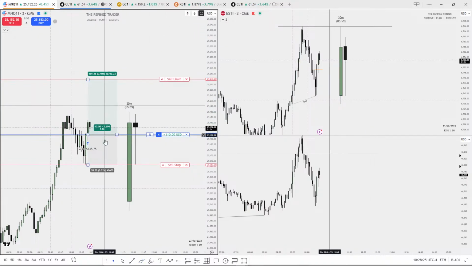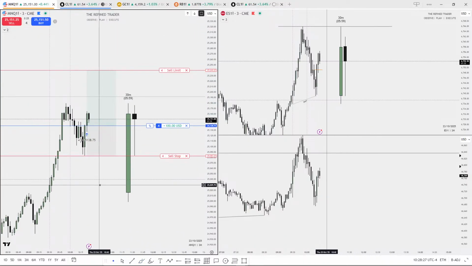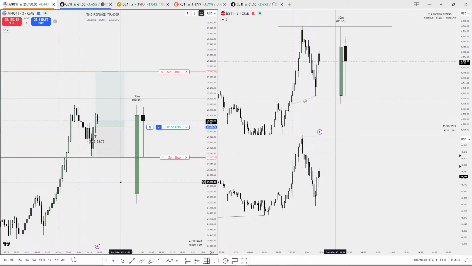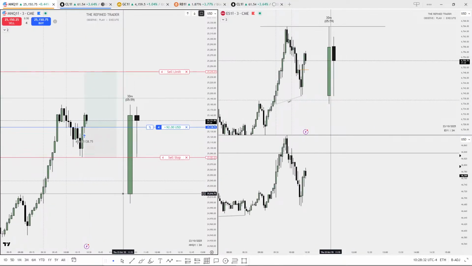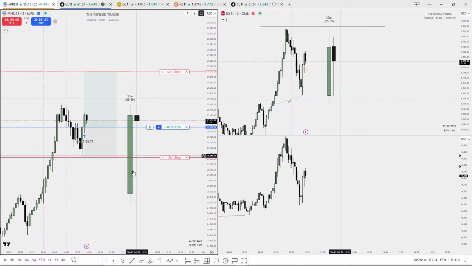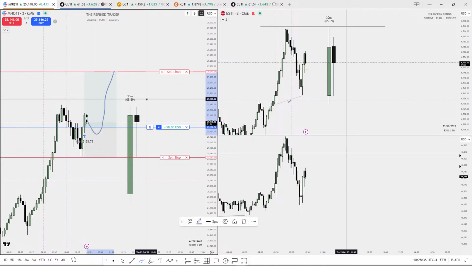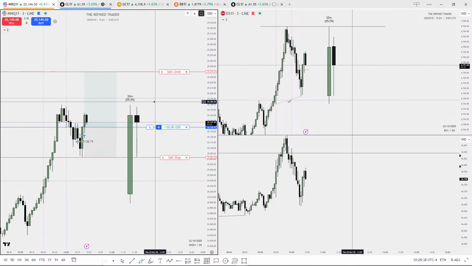Hopefully. I was gonna wait for a new swing formation to take that trade, but the M5 was so clean on NQ, and I was like, you know what, I'm just gonna take it. I was gonna wait for that candle to close, and then wait for the intra-candle changing state within the next candle. But yeah, let's go ahead and see.